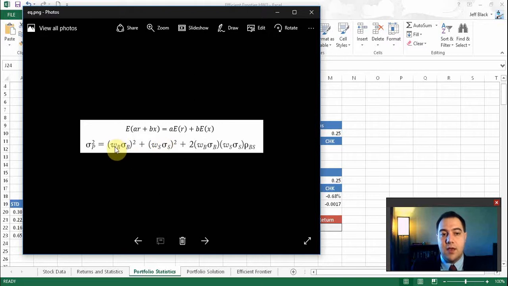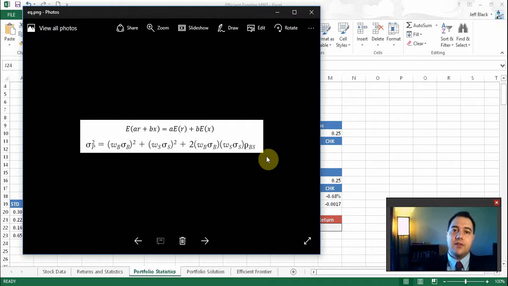So this is the weight that we invest in bonds times the standard deviation of bonds squared, plus the weight that we're investing in stocks times the standard deviation of stocks squared, plus 2 times the weight of bonds times the standard deviation of bonds, times the weight of stocks times the standard deviation of stocks, and the correlation of bonds and stocks. Now, if we think of this bond, this subscript B, as just another stock, then this has now changed to a 2-stock portfolio.